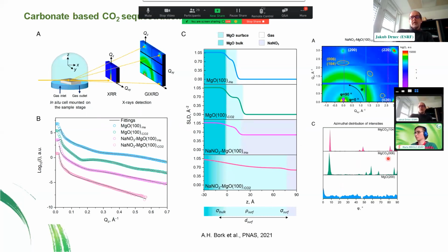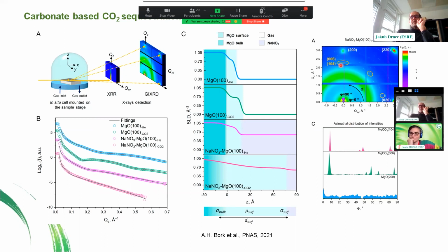We can also look at the wide angle scattering, and you can see these rings, where the spots are clustered around certain directions. So this means that it's epitaxial. Whatever we have as single crystal, whatever grows on top, which in this case is carbonate, is actually epitaxial.